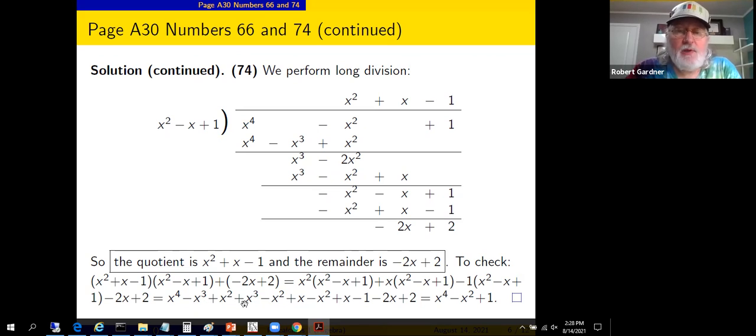X's. Here's a plus x. Here's another plus x, that's 2x. Minus 2x, we're back to 0x. There's no x's. Constants. Negative 1 plus 2 leaves us with positive 1. So we get x to the 4th minus x squared plus 1. That's what we were supposed to get. That was the dividend, and we've got the correct answer. So you check division with multiplication and addition when there's a remainder involved.